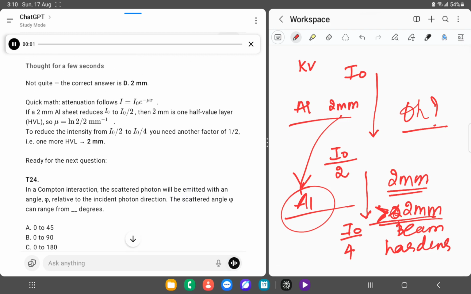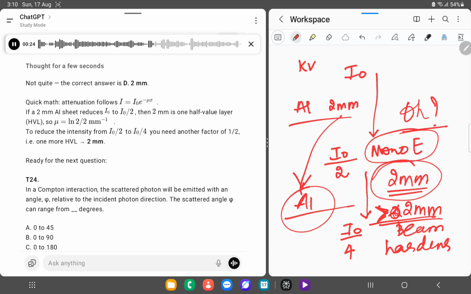Not quite. The correct answer is D, 2 millimeters. Quick math. Attenuation follows I equals I0 e^(-mu x). If a 2 millimeter Al sheet reduces I0 to I0/2, then 2 millimeters is one half value layer, HVL. So mu equals ln2 over 2 mm, in mm^-1. To reduce the intensity from I0/2 to I0/4, you need another factor of 1/2, i.e. one more HVL, 2 millimeters. Ready for the next question, T24.